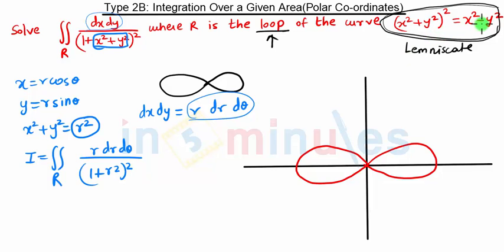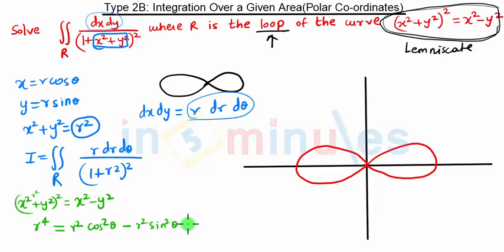So we will solve for this equation also. We have the lemniscate (x² + y²)² = x² − y². So x² + y² is nothing but r², and r² the whole square is r⁴, equal to x², that is r² cos²θ, minus y², that is r² sin²θ. We will take r² common, we get cos²θ − sin²θ.